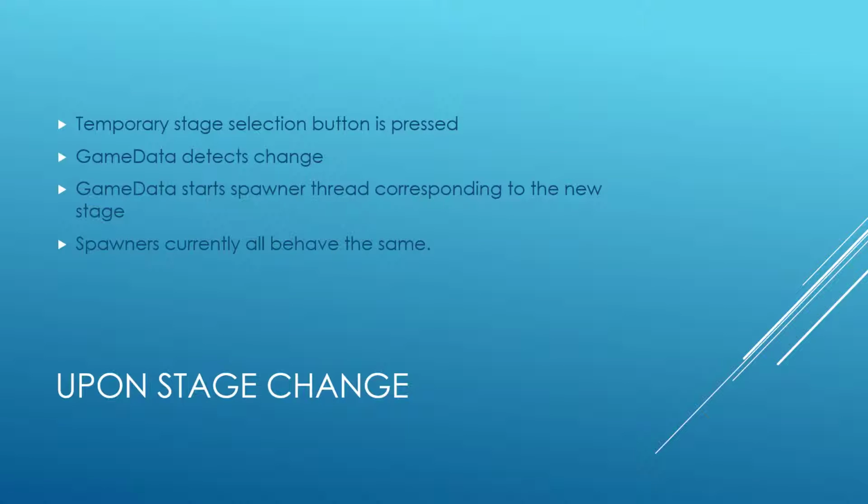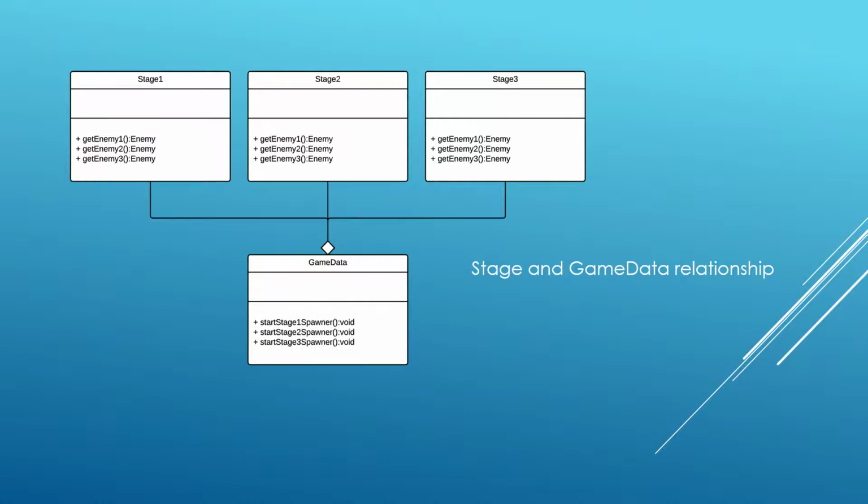When the stage changes through the temporary buttons, the game data detects the change. It stops the spawner of the previous stage and then starts the next spawner for the next stage. And then the spawners all currently behave exactly the same.